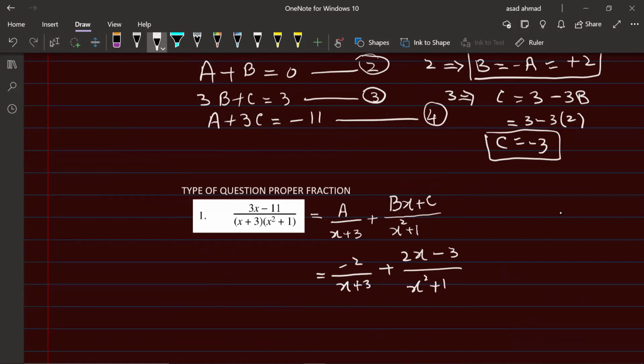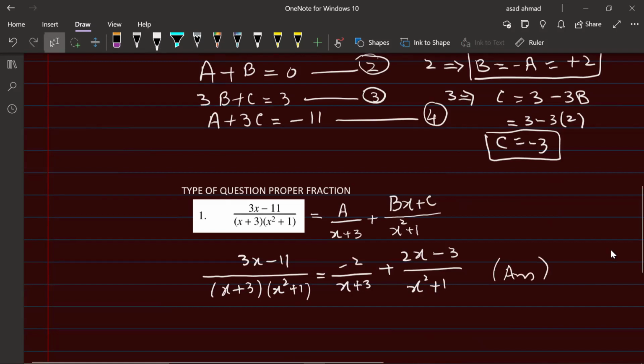On the left hand side, this is 3x minus 11 over x plus 3, x square plus 1. So it is the answer of partial fractions for question number 1, complete solution.